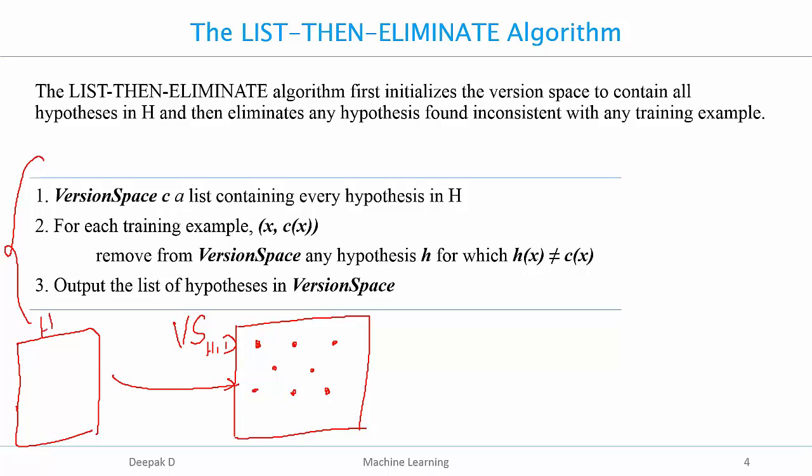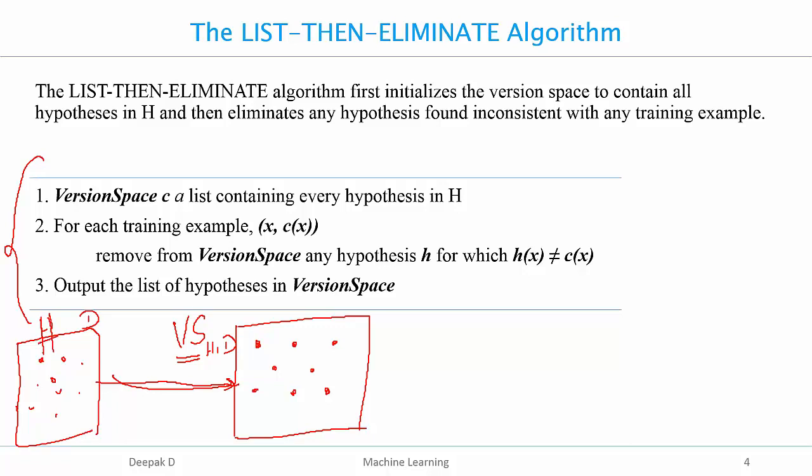So H is nothing. What does this H consist of? H consists of all the hypotheses which are consistent with your training data D. So what does this version space consist of? Version space is a subset of this H. It is a subset of H.